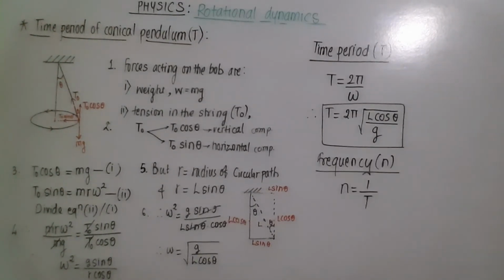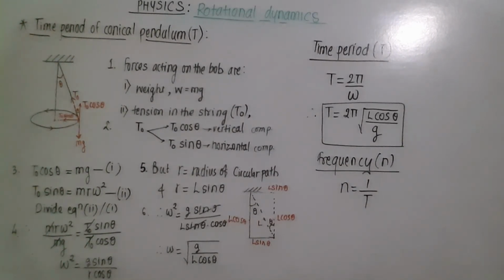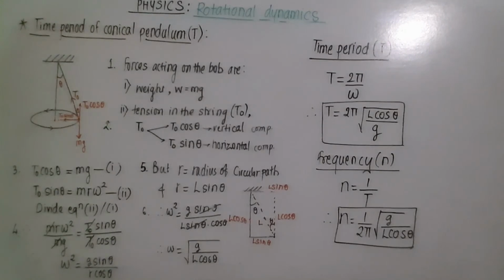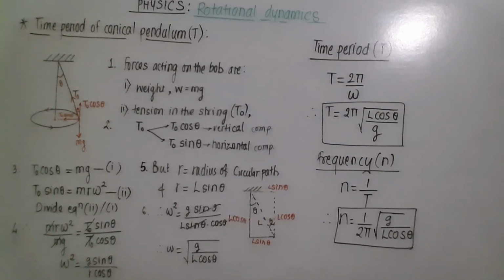Now its frequency. Frequency is the reciprocal of the time period. Substitute the time period and we get the formula for frequency. So frequency n is equal to 1 upon 2 pi under root g upon L cos theta.